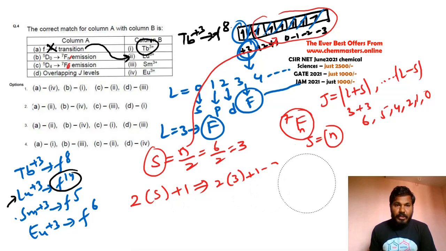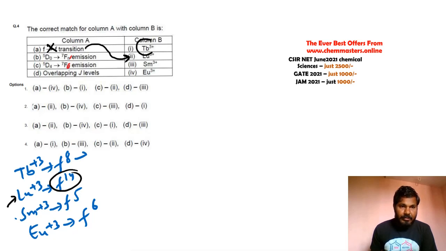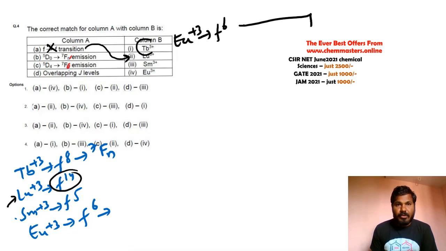So here the general term symbol for terbium, just write down 7Fn. Now I'm going to check for the europium plus 3. Europium plus 3, how many electrons are there? 6 electrons are there. Now just try to fill up: 1, 2, 3, 4, 5, 6.